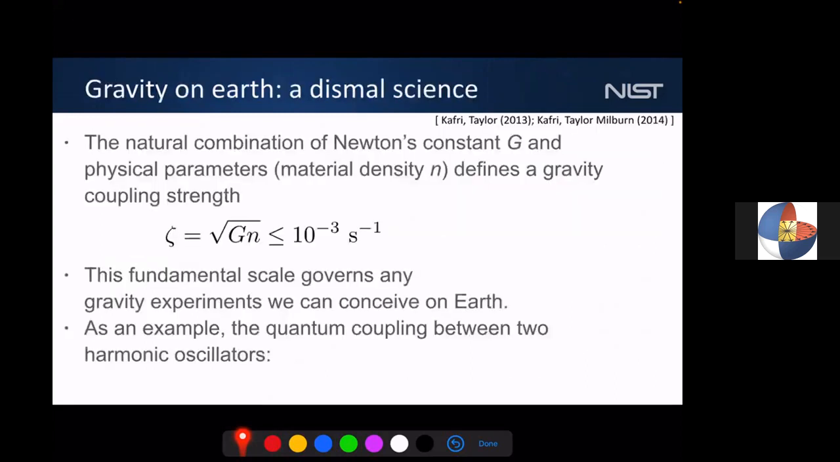Why not? Well, I sometimes call this the dismal science of gravity on Earth, which is that if you look at the natural combination of units for terrestrial experiments, you basically take Newton's constant, big G, and physical parameters like material density. And this defines a gravitational coupling strength, zeta, which is in units of frequency. It's just the square root of big G times density. And it's about a millihertz for materials like tungsten, which is a high density, high quality material. I claim that this is actually a fundamental scale that's going to govern any of the gravity experiments that we can conceive on Earth.